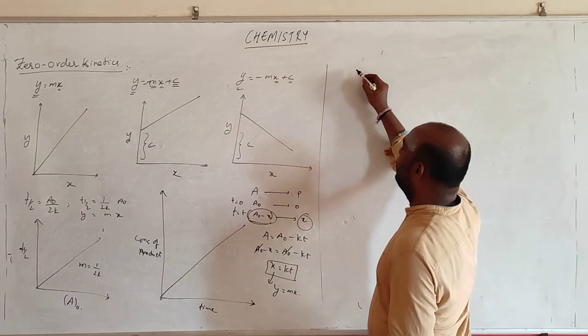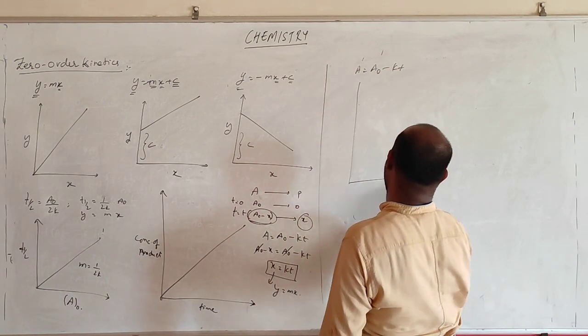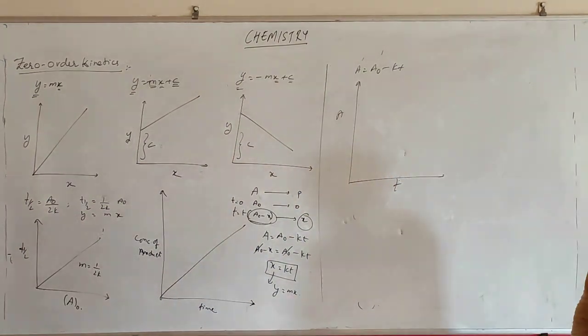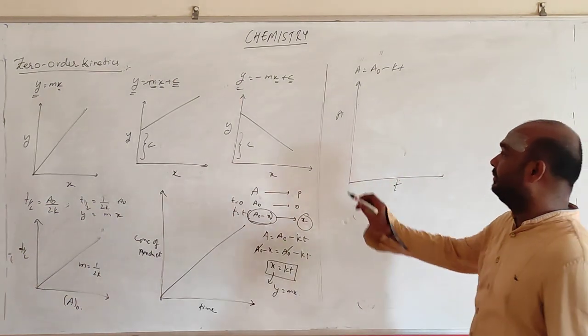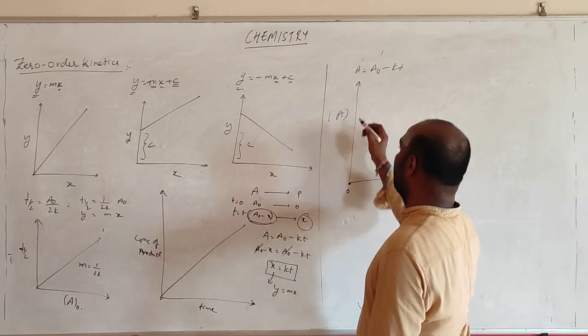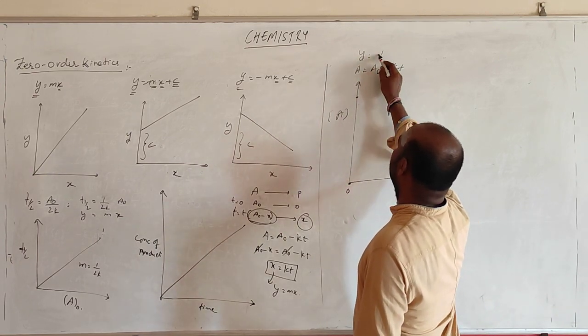So A is equal to A naught minus Kt. I want a graph between A and t. A is the remaining concentration. At time 0, this is the initial concentration. This is like y is equal to c plus mx.